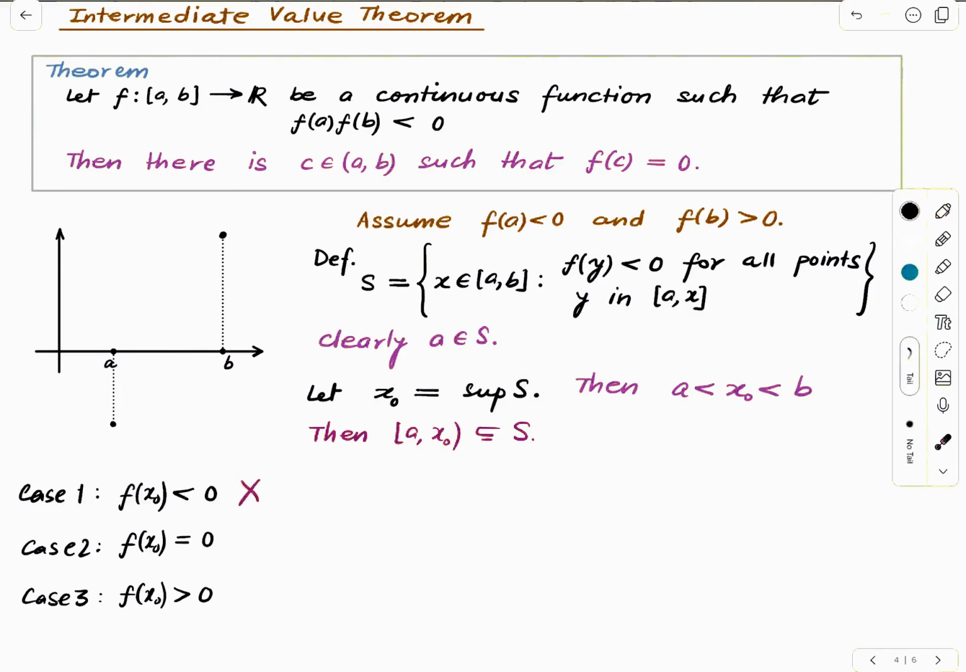The second case is favorable. This is what we wanted. We wanted a point strictly between A and B where the function takes 0 value. So if that is the case, then we are fine.